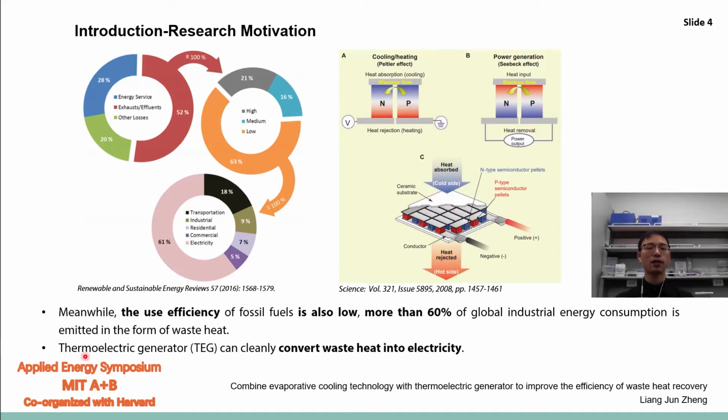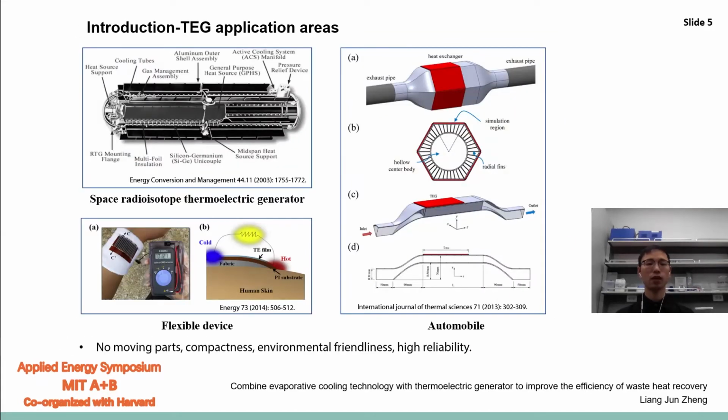Fortunately, the thermoelectric generator, which we call TEG, can conveniently convert the waste heat into electricity, like in here. And the TEG has a lot of advantages, such as no moving parts, compactness, environmental friendliness, and high reliability. So it can be utilized in different areas, such as space exploration, flexible devices, and automobiles.